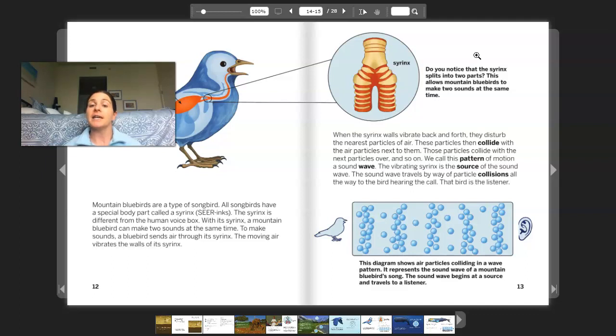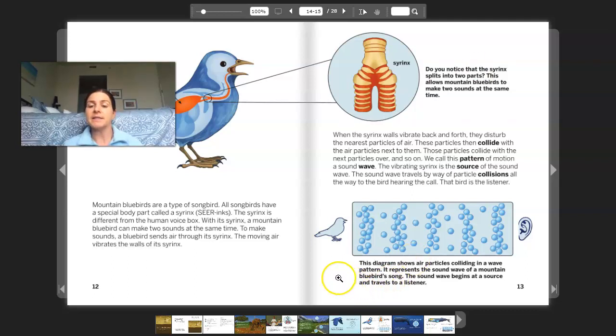These particles then collide with the air particles next to them. Those particles collide with the next particles over, and so on. We call this pattern of motion a sound wave. The vibrating syrinx is the source of the sound wave. The sound wave travels by way of particle collisions all the way to the bird hearing the call. That bird is the listener.